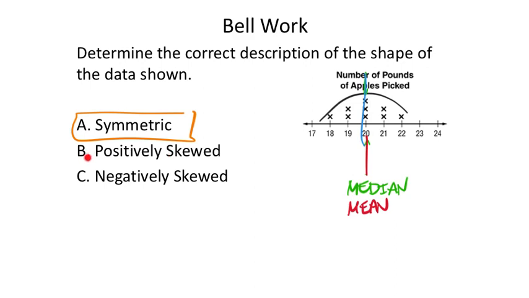If we're positively skewed, remember that means that the mean would be to the right of the median. If it's negatively skewed, then the mean would be to the left. But they're in the same spot, so it's symmetric.